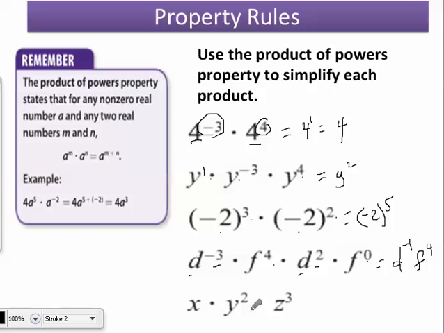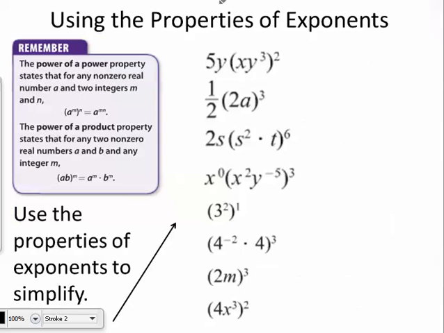Here I've got x, y, and z. I have nothing common there. And so this is going to be equal to x, y squared, z cubed. Does everyone see how I'm using that rule? I hope. If you don't see it, come to tutoring. We'll talk about it. Okay?